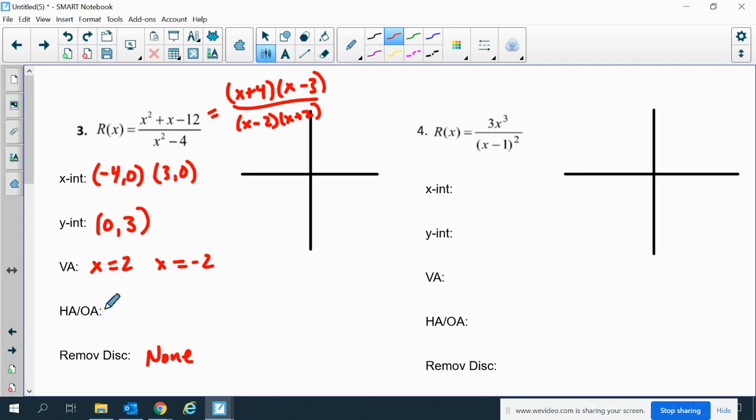My oblique asymptote or horizontal asymptote, well, since the powers are the same on the top and bottom, that means that I know that I have a horizontal asymptote, and it's what happens when I divide the coefficients out. So I have y equals 1. So there's a lot of stuff going on here.